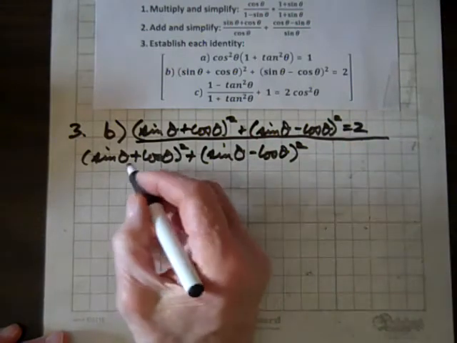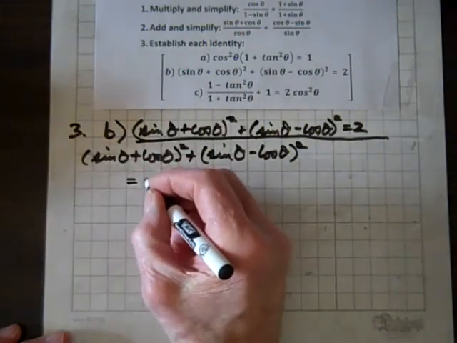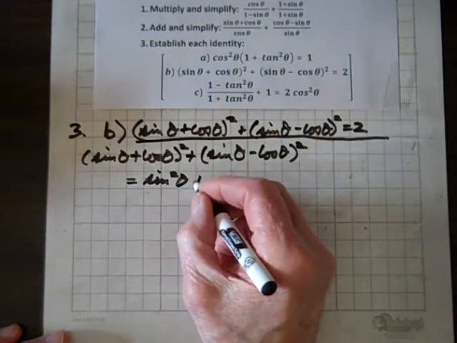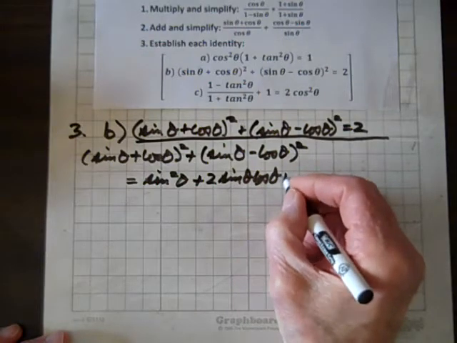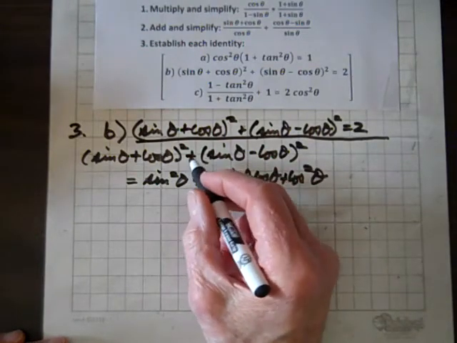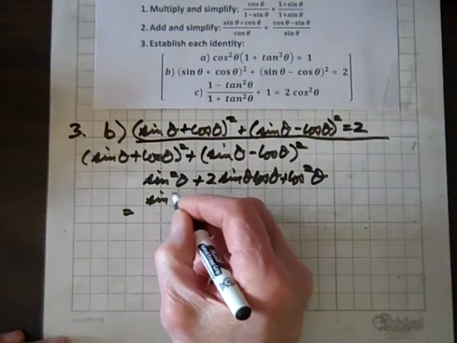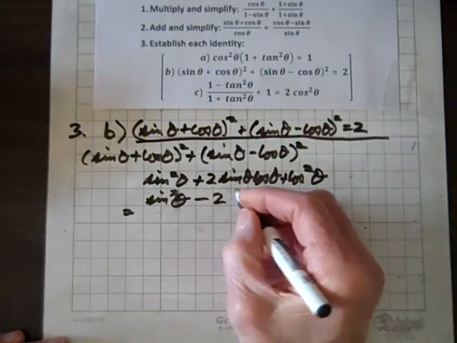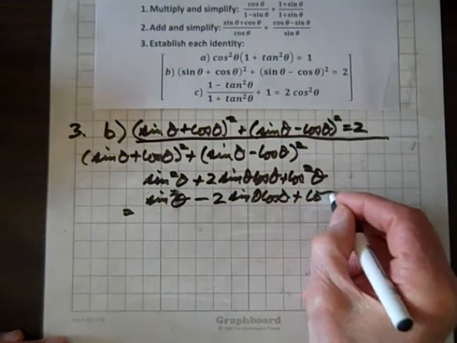Because of the lack of room I'll put this equal sign down here, so this equals, and now we'll square each of those out, and we get sine squared theta plus 2 sine theta cosine theta plus cosine squared theta, and now plus, I will square this out, and I get sine squared theta minus 2 sine theta cosine theta plus cosine squared theta.